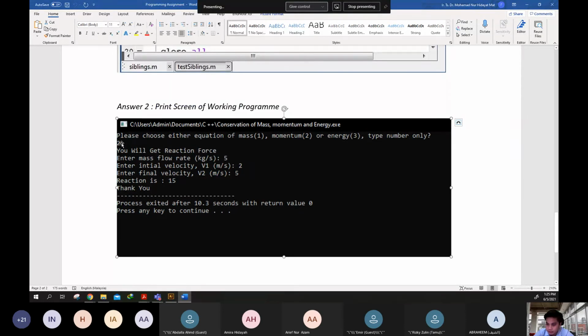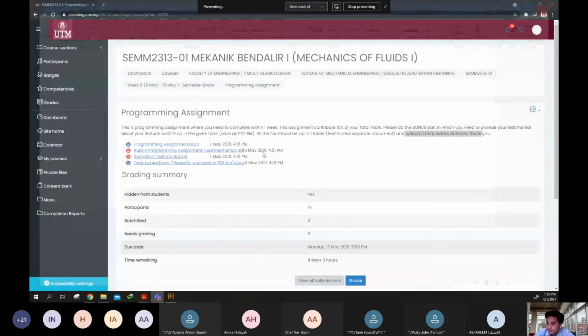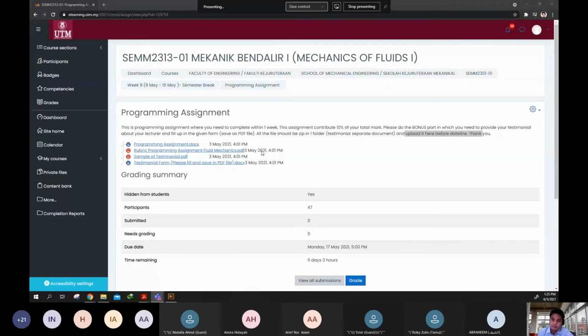For example, please choose either equation of mass, momentum, or energy. Type number only. So I type number 2. I choose momentum, so you will get the reaction force. Please enter the mass flow rate. I enter 5. Enter initial velocity. I enter V1 equal to 2. Enter the final velocity, which is 5. Thus the reaction force is 15. Thank you. So process exited after 10.3 seconds. So this is how it works. Do you have any question pertaining to the programming assignment?